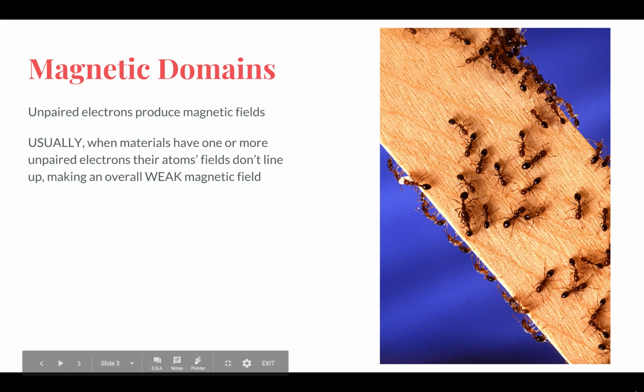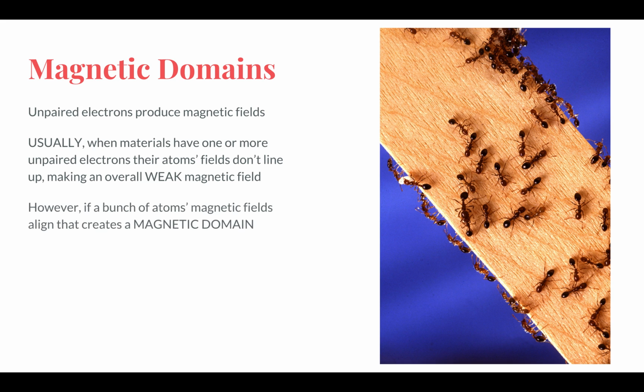So we're going to bring this to the ants here. Most of the time when we see ants, they're all kind of crawling in different directions, okay? So we think about that as just typical in atoms with unpaired electrons. The magnetic fields don't line up, making an overall weak magnetic field. However, if a bunch of atoms' magnetic fields align, that creates a magnetic domain.